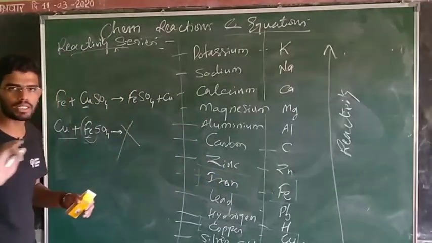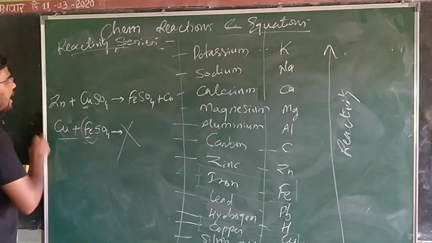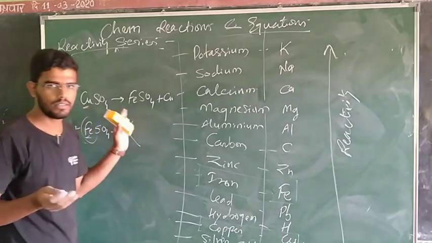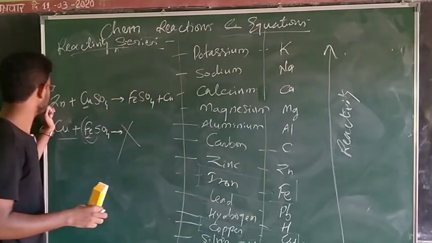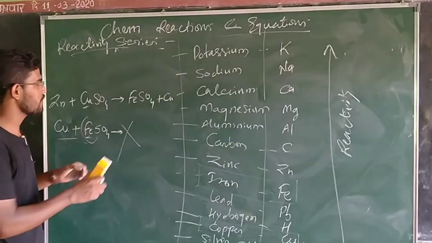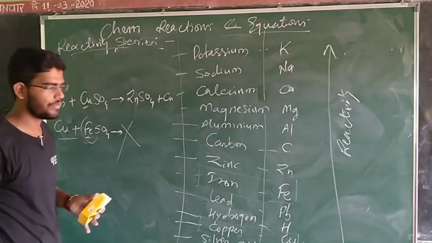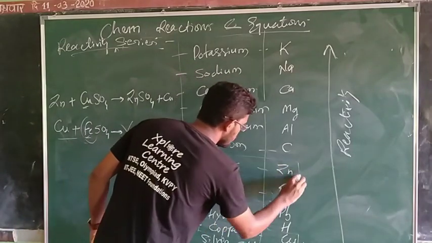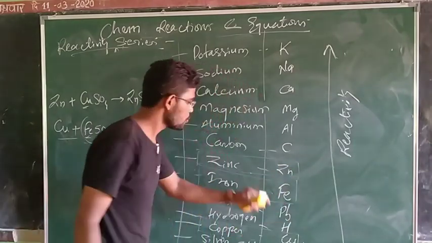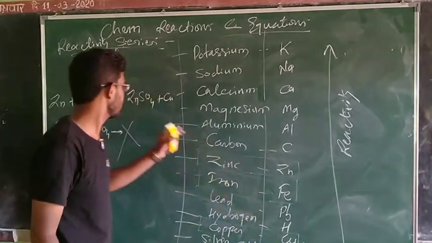One more example we have taken. In place of iron, we have taken zinc, right? Previously, if you have noted the reaction, we took zinc reacting with copper sulfate, and zinc sulfate is formed. Again, what is the logic? Zinc lies above copper, so zinc can displace copper easily, and we can have that product.